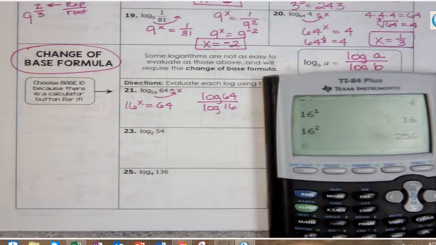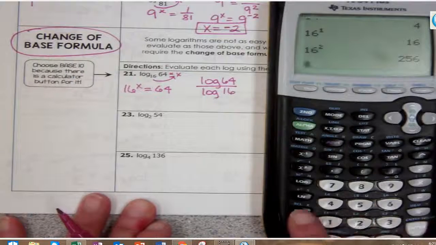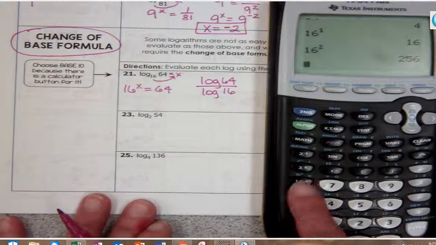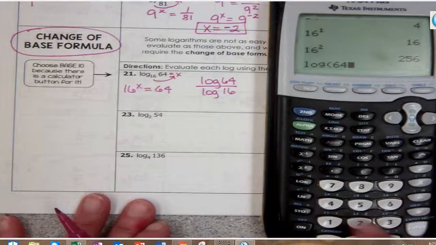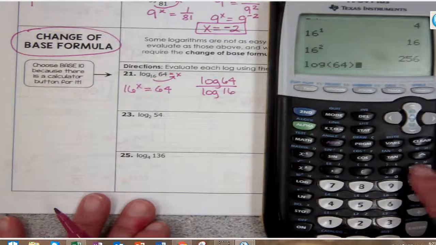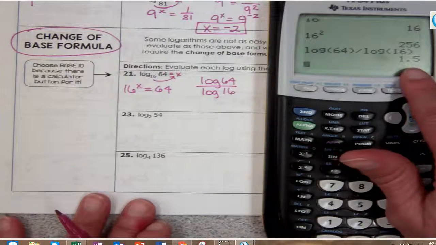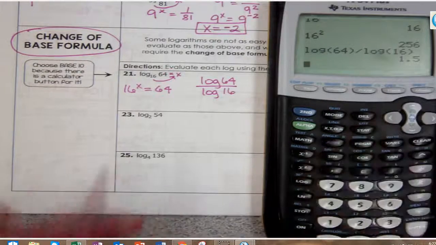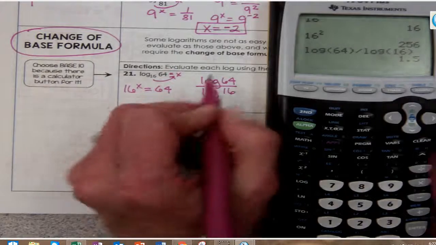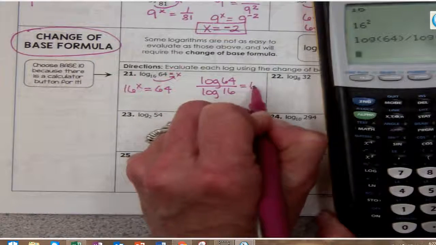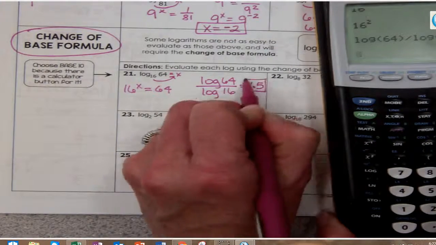So I'm going to take my calculator, and you can see, you go to your log right here, log of 64, and in parentheses, divided by log of 16, in parentheses, equals, and sure enough, it's a decimal. So that's going to equal 1.5.